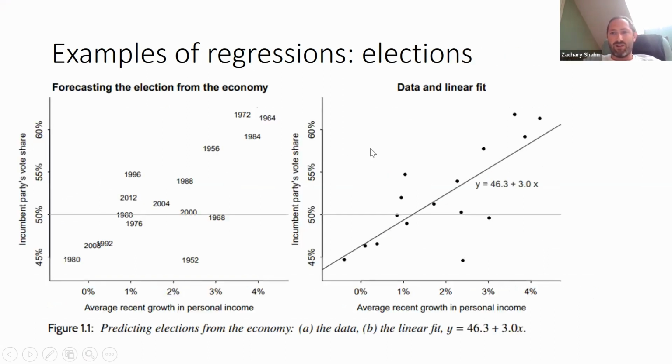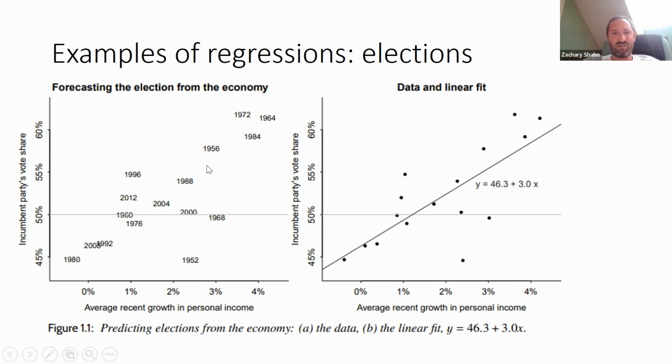Here's another example of a regression from Regression and Other Stories. This one is looking at the relationship between average recent growth in personal income and the incumbent party's vote share in the presidential election. So each data point is a year, and you can see that the higher the average recent growth in personal income, the higher the vote share of the incumbent party, where if it's above 50%, you win. And there's a very strong relationship here, right?